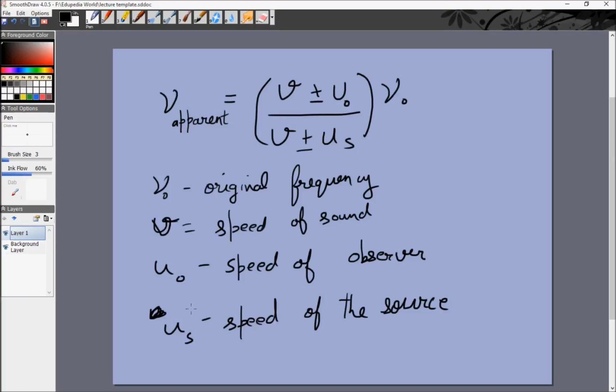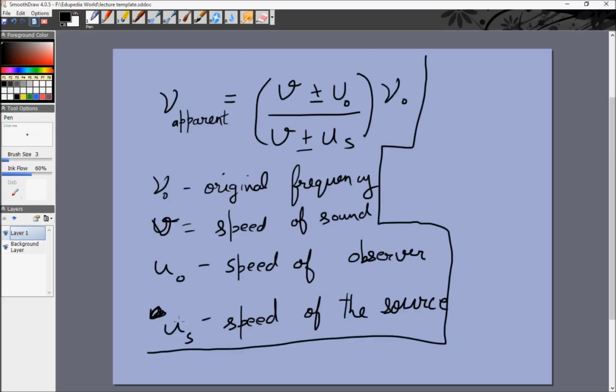If both U naught and US are 0, then these two are 0, V and V cancel, and mu apparent is mu naught. But if one of the two is changing, then mu apparent is different from mu naught. Now what is this plus and minus about? Again, that is one of the reasons I chose not to do the complete derivation for you, because the signs tend to become confusing. So I'll tell you a simple rule which tells you whether plus or minus should be applied. A decrease in distance means an increase in frequency.